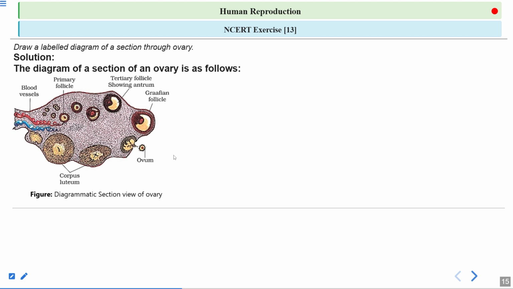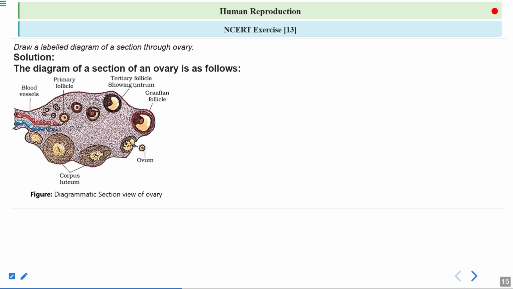So now what is happening here? Let's understand this. The primary oocyte, which is formed from the oogonia, gets surrounded by a single layer of granulosa cells, and it forms the primary follicle. So this primary follicle consists of the primary oocyte. Then this primary follicle transforms into the secondary follicle, which is not shown here. The secondary follicle transforms into the tertiary follicle.